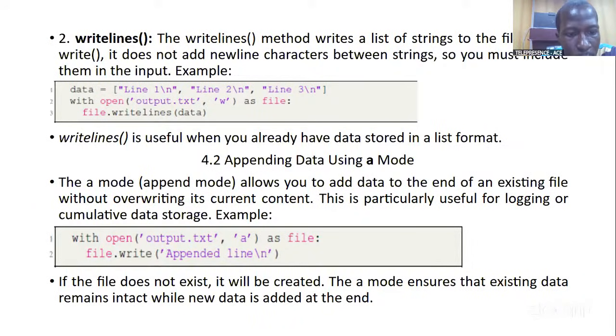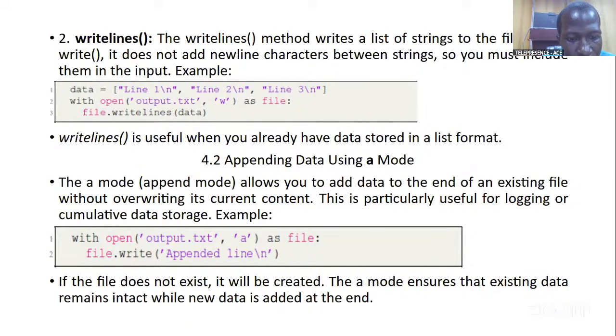So the A mode, append mode, of course, allows you to add data to the end of an existing file, without overwriting its current content. This is particularly useful for logging or incremental data storage. For example, the keyword, you are saying, okay, open this file for me. The file is output and is in text format. Put that in, telling it that you want to append new things to that.